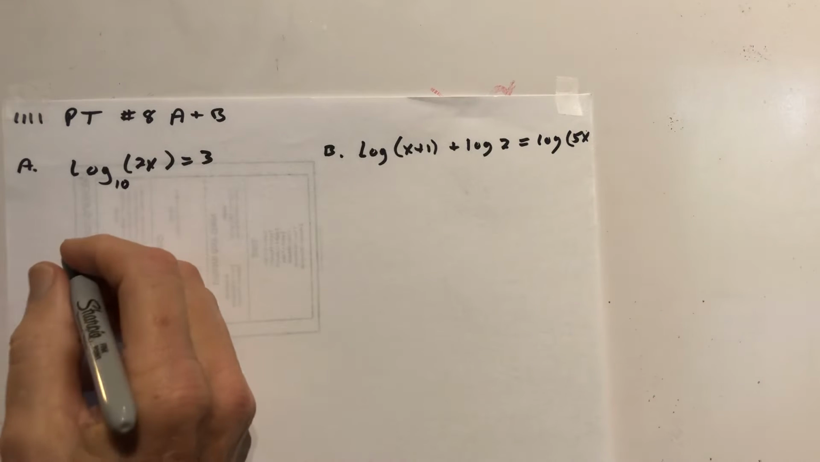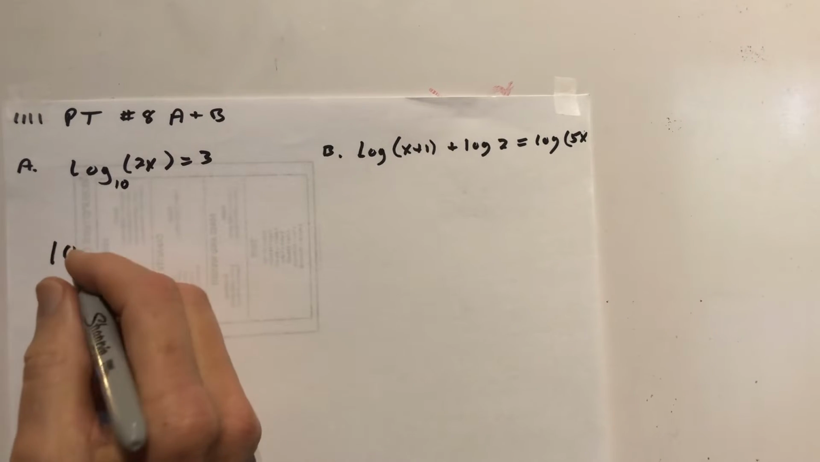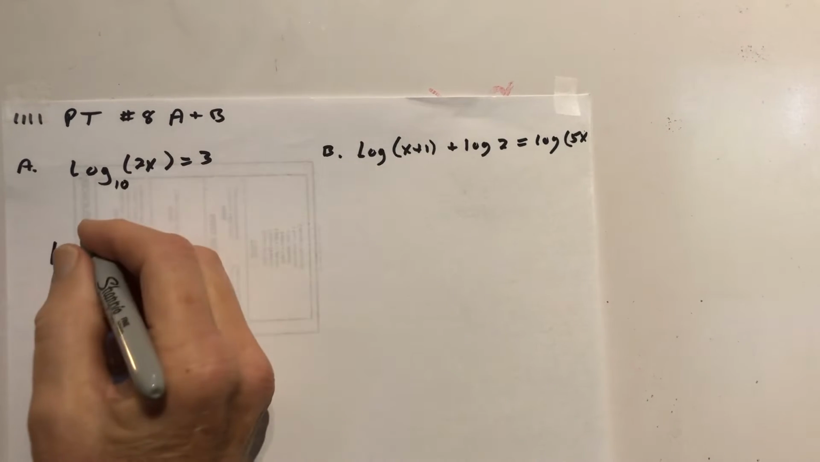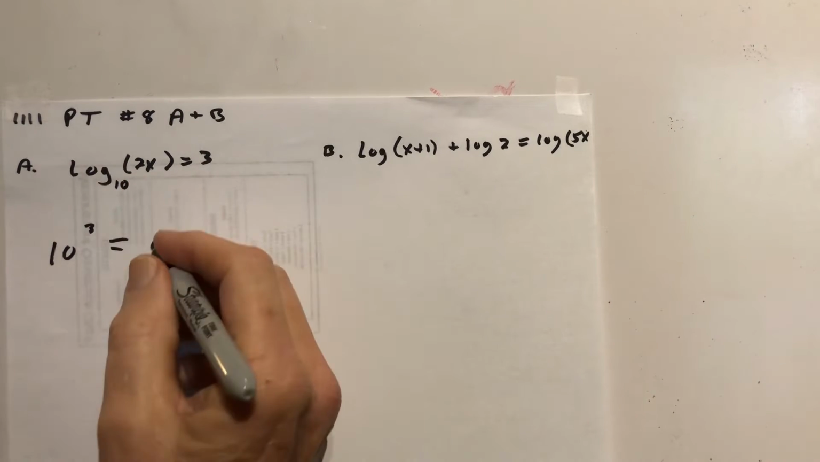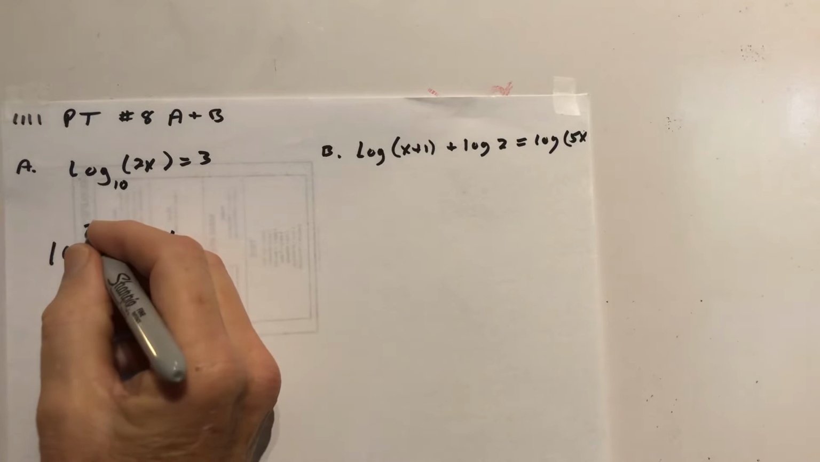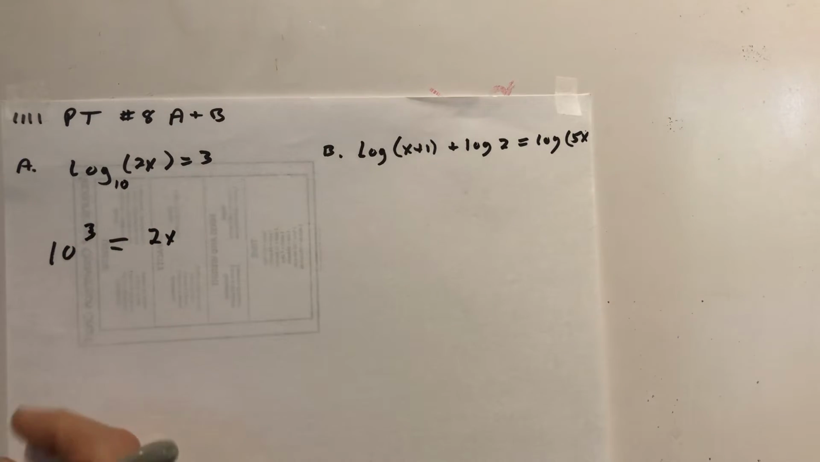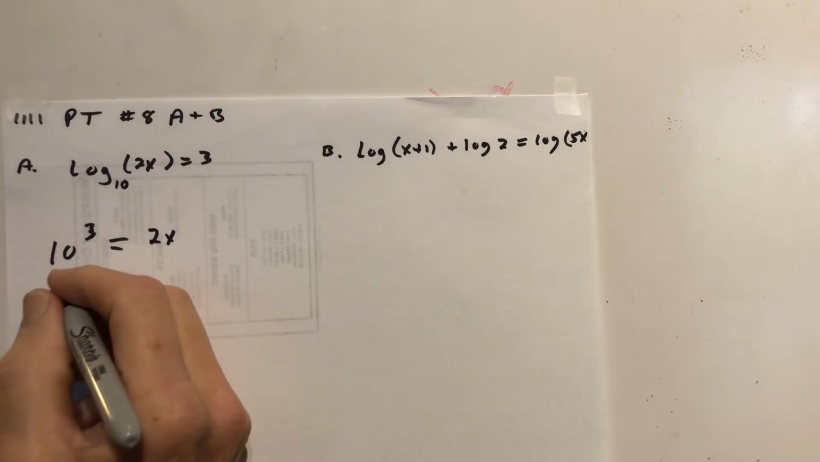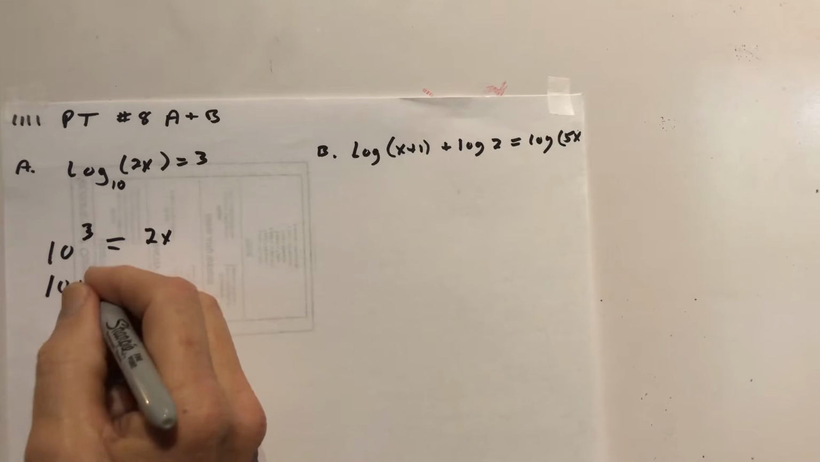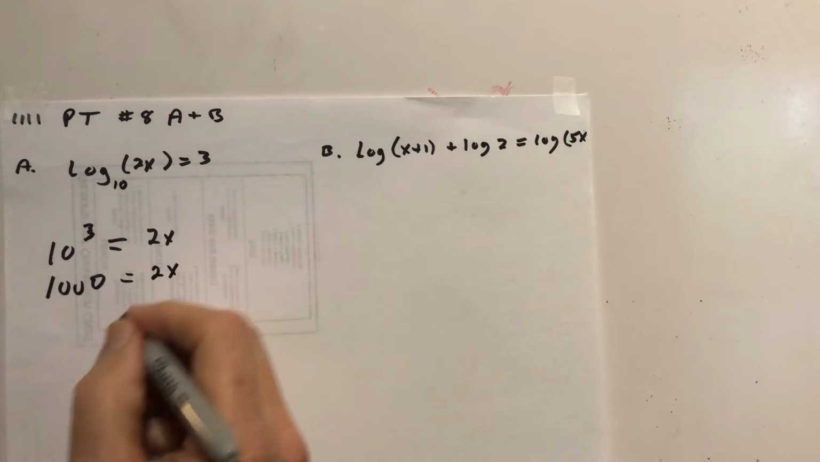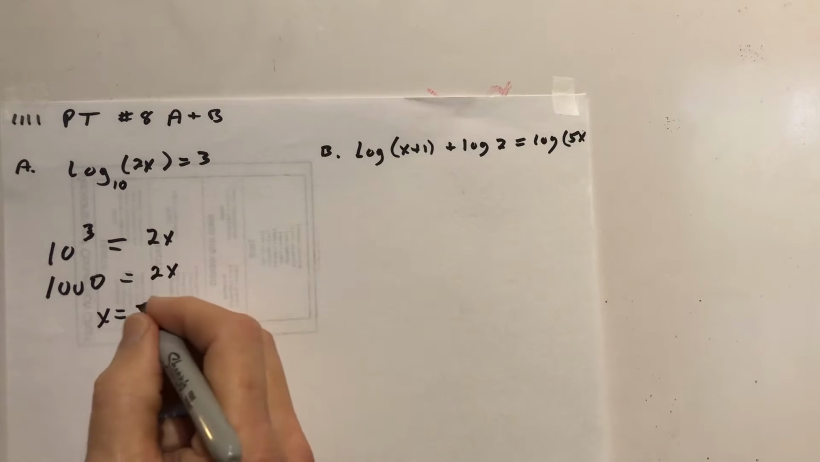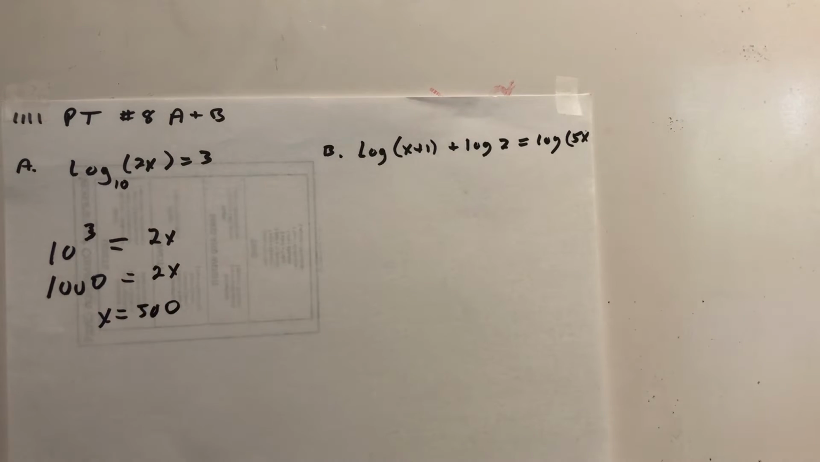It's our base 10, so you write a 10, raised to the, go over the equal sign, 3, equals, come back, the only thing left is 2x. That's a 3 in here. So what's 10 to the third? You could do it on your calculator and you'll get 1,000. Divide by 2 and the answer is 500.